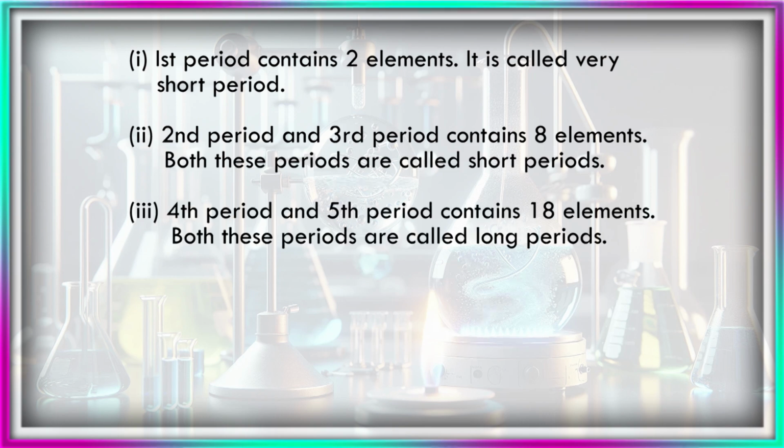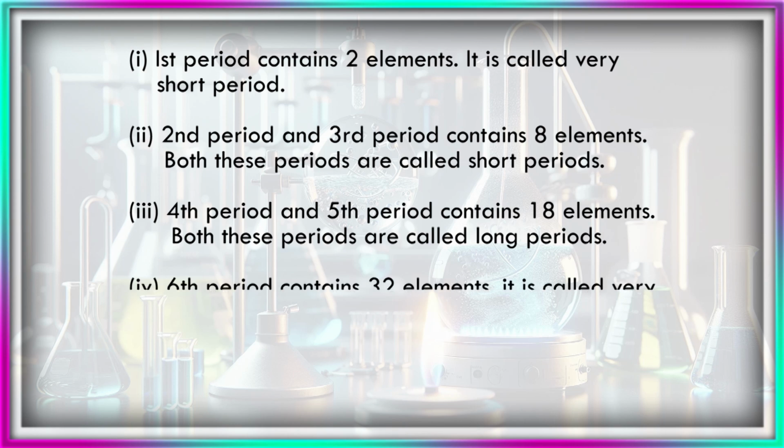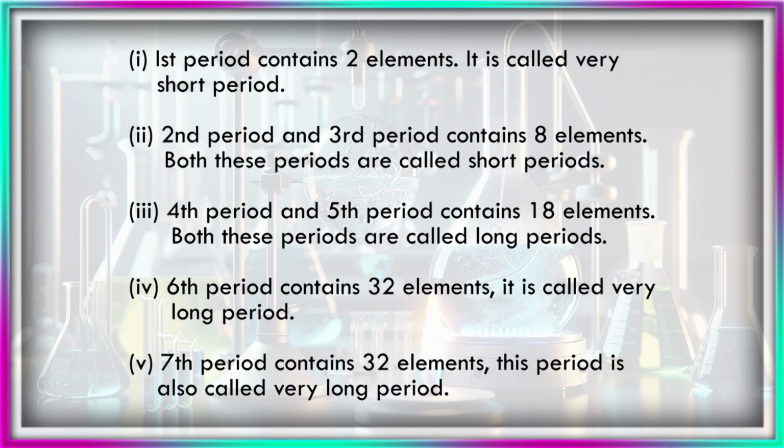The 4th period and 5th period contain 18 elements. Both these periods are called long periods. The 6th period contains 32 elements. It is called a very long period. The 7th period contains 32 elements. This period is also called a very long period.